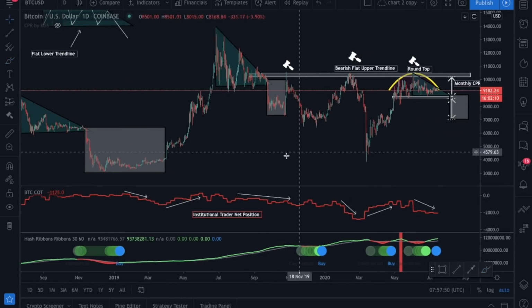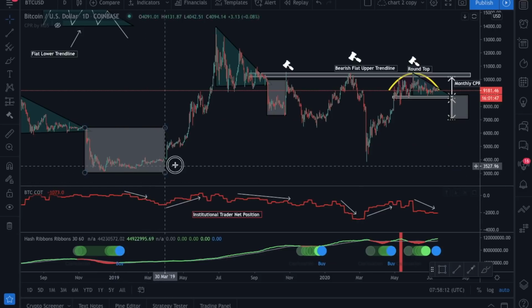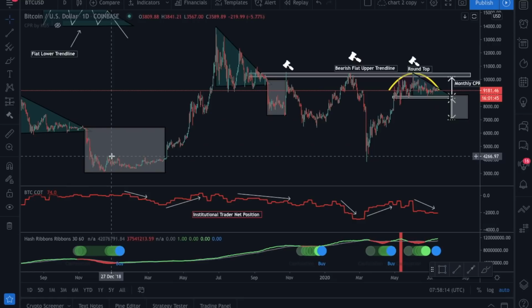Because right now, if you look at this price action of Bitcoin and the Bitcoin COT indicator, guys, this is the commitment of traders. You can see this red line, which I've drawn here, is the institutional traders' net position. When the institutional traders' net position was heading to the downside, as you can see in the arrow, that was also an area where the price was heading to the downside.